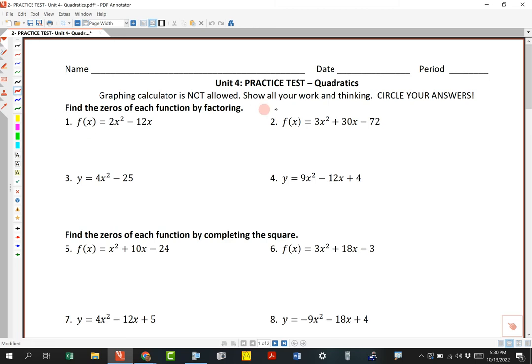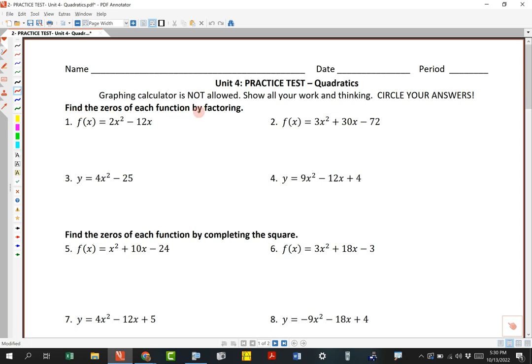Okay, let's knock out this practice test here on Unit 4 on quadratics. Remember, the instructions here say we can't use a graphing calculator. You won't be able to use a graphing calculator at all on the test. As long as you're not using the graphing capabilities on a calculator, then that's fine for practice and stuff like that. But just realize on the test you won't be able to use a graphing calculator. So let's follow the instructions here.